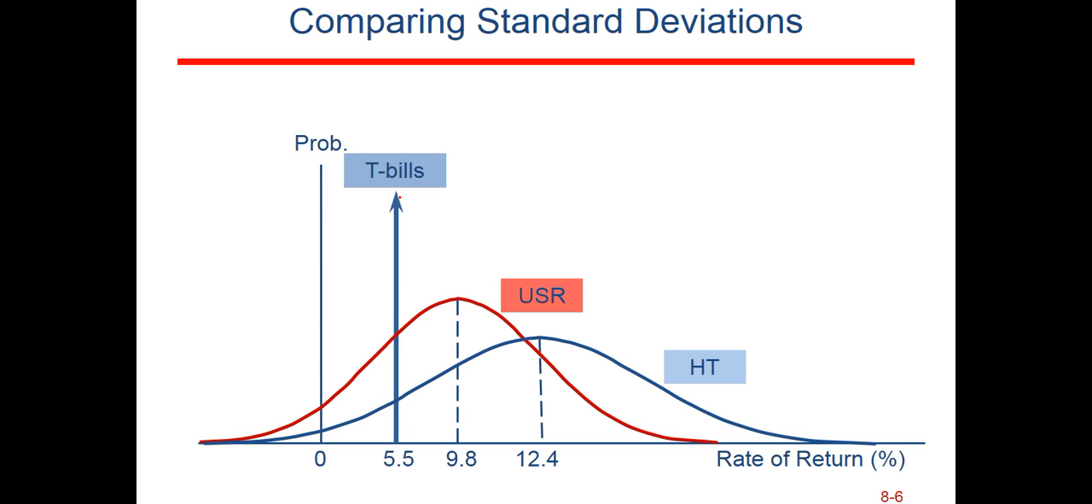T-bills have pretty much no standard deviation. We are going to take T-bills as risk-free rates. Why are they risk-free? Because they are very short-term. The only variability in those is pretty much the inflation premium that they get. So we are going to take T-bills as risk-free, as a proxy at least for risk-free.